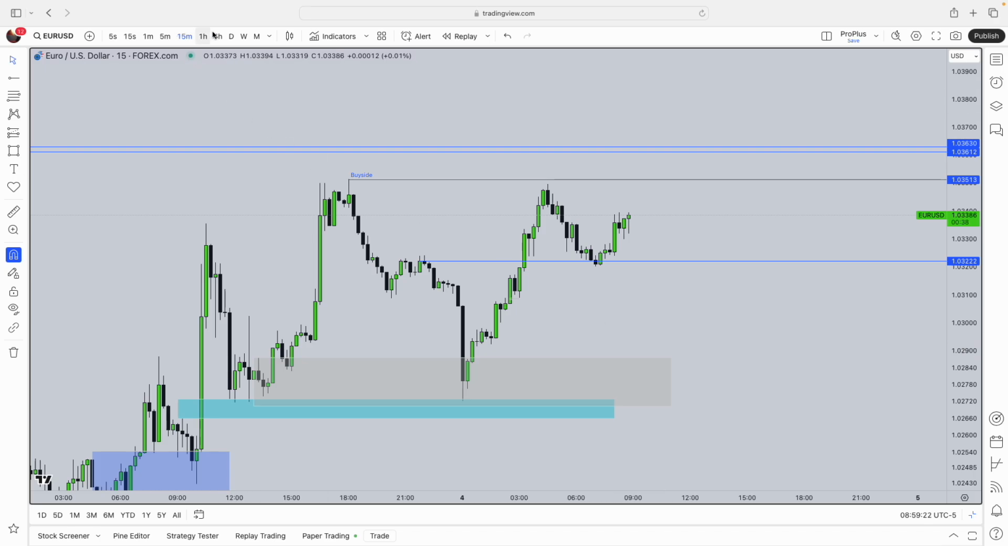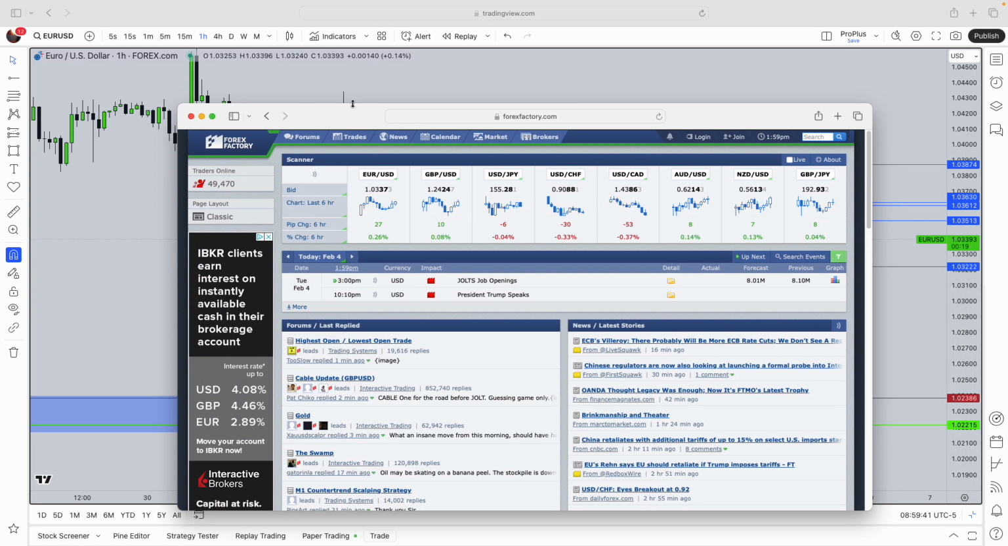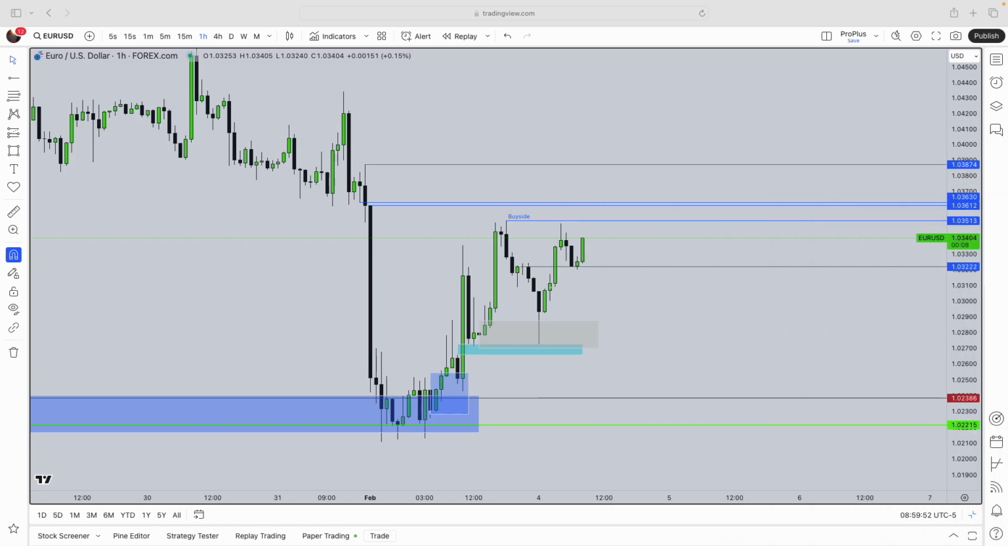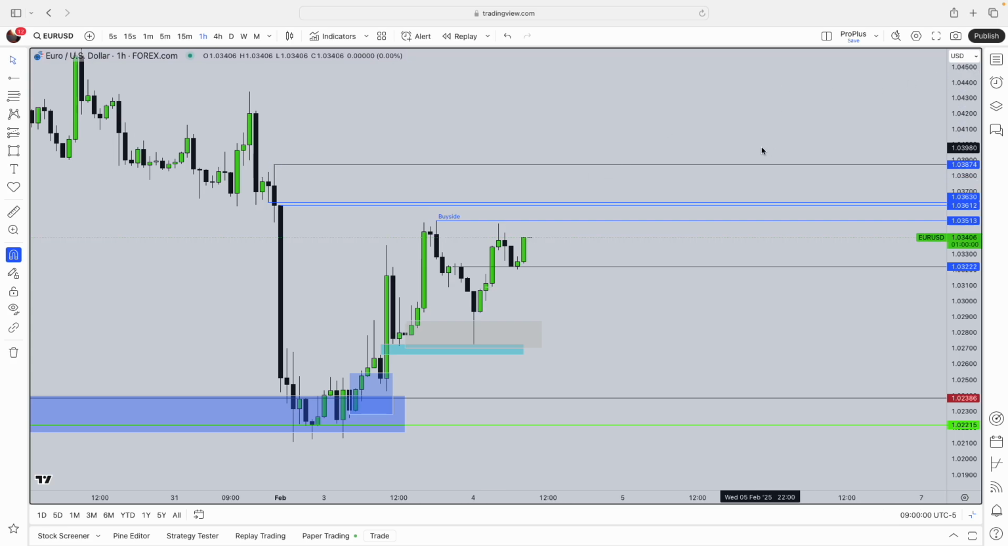So I'll update you guys at the end of the day to see if price wants to run for this buy side and this SIBI here and potential buy side here. There is news, I think it's the JOLTS job openings, and Trump is actually speaking as well. So that's at 10 past 10, so the market should be done by then. But yeah, that is my draw on liquidity, and I will update you guys at the end of the day. Be safe and have a good trading day.